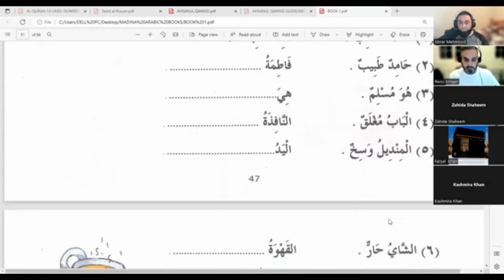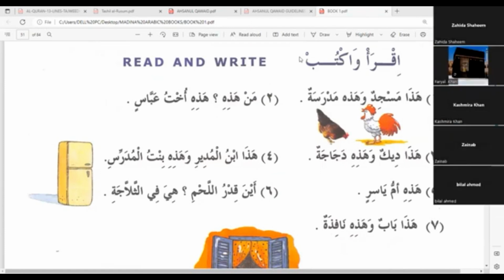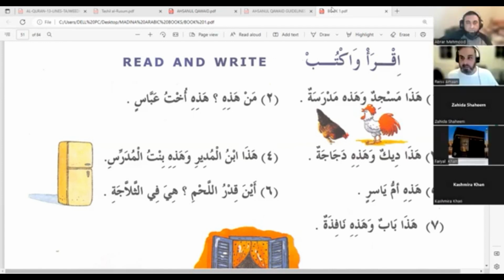So what we're going to do in the first part of page 47, again, nice and easy: can you read and translate, inshallah? Okay, Jazakallah khair. Hand it over to you, Brother Rees. Thank you, Jazakallah khair. Okay, assalamu alaikum, everyone. So we've got Sister Zaida, Kashmira, Faryal, Zainab, and Brother Bilal. That's 5 of us at the moment. If we each take a line, read it, and then translate it. Please, Sister Zaida, start with the first sentence.